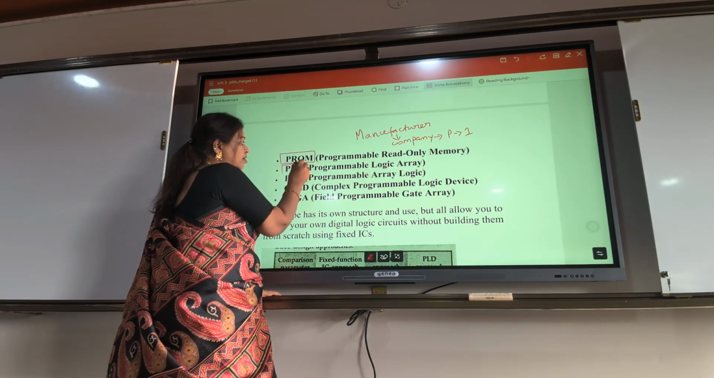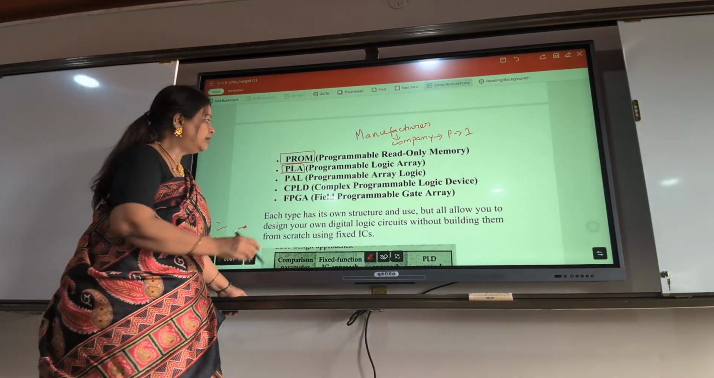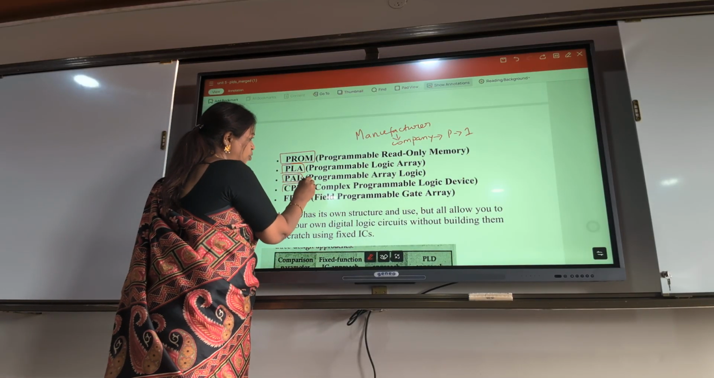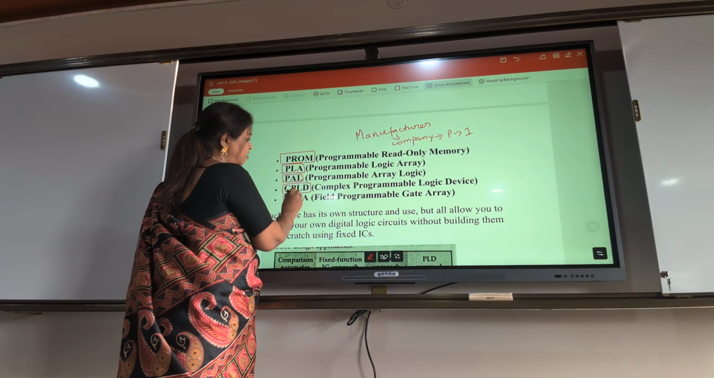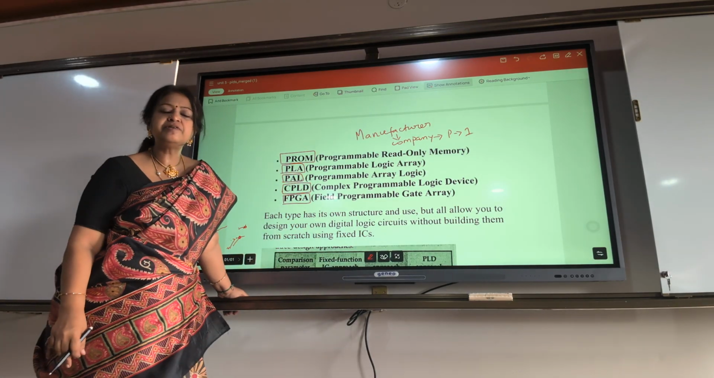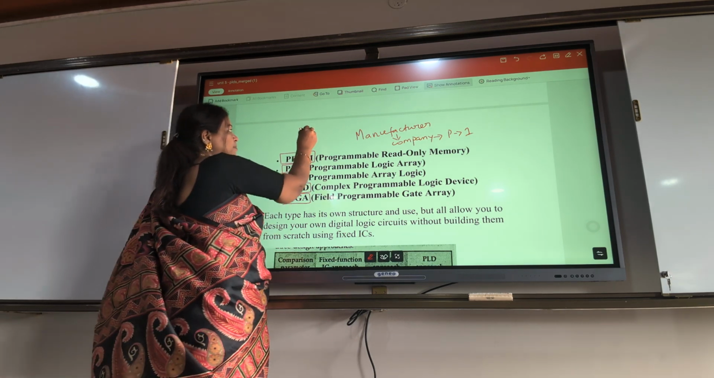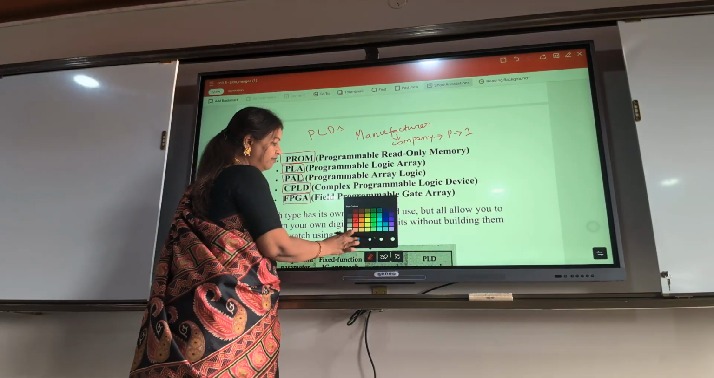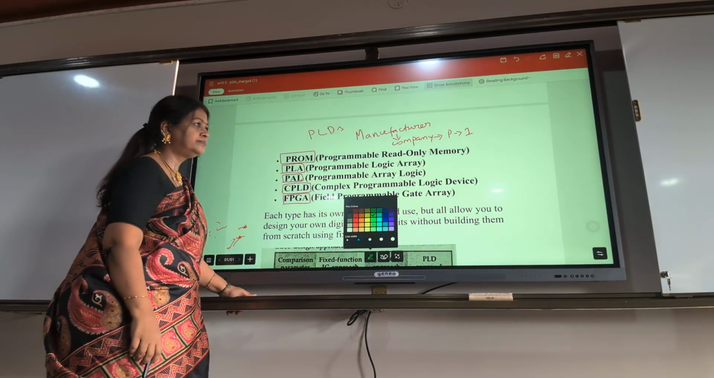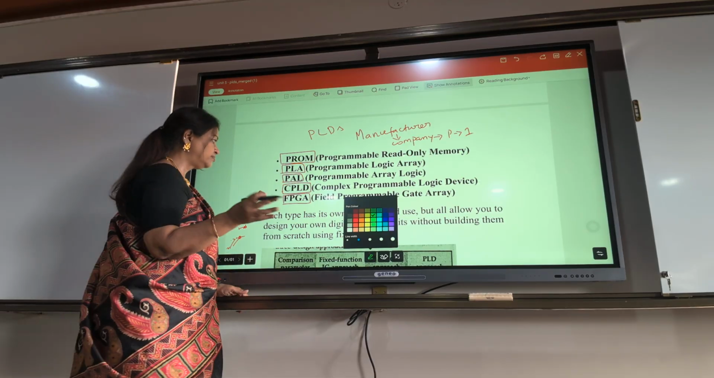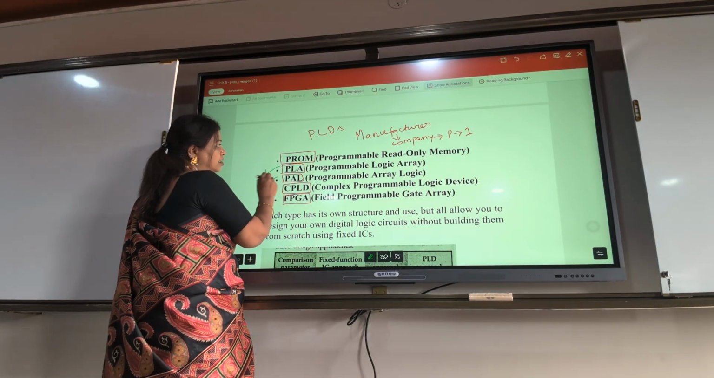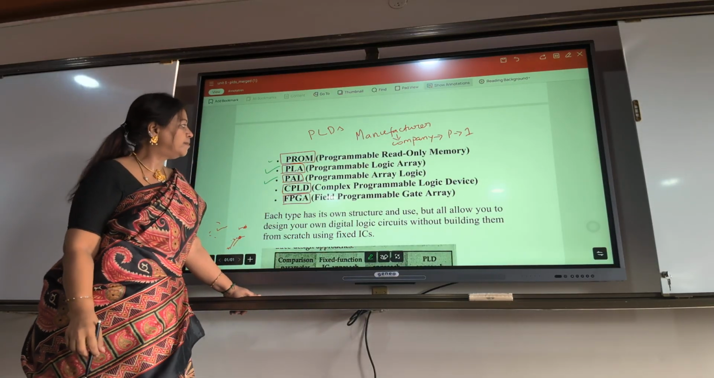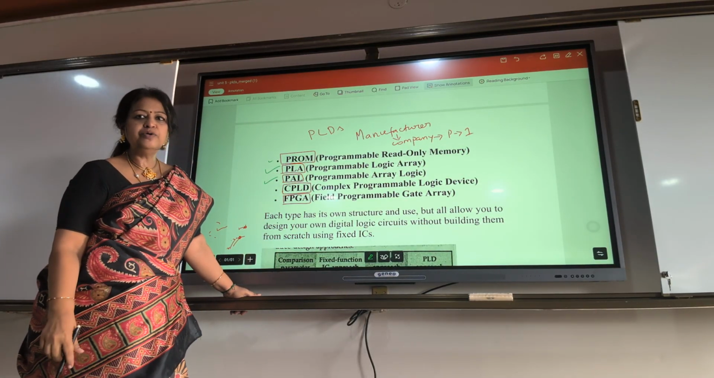Then programmable logic array, PLA, and programmable array logic, PAL. Then complex programmable logic device. Then field programmable gate array. These are all the different PLDs. In our syllabus, we are going to see these two, and to some extent PLA and PAL.